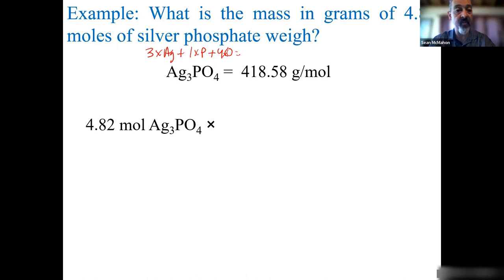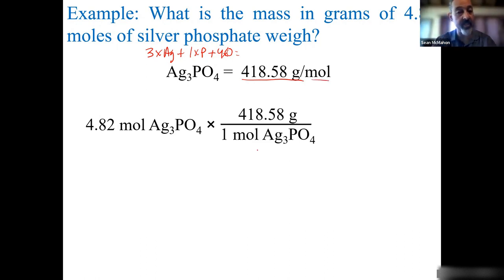And now I know there's 4.82 moles. So I know that there's 418.58 grams per mole. I want to put the moles on the bottom so that the unit cancels. It does, and I get 2.02 times 10 to the 3 grams of silver phosphate. Now, there's 3 sig figs here, 3 sig figs here.